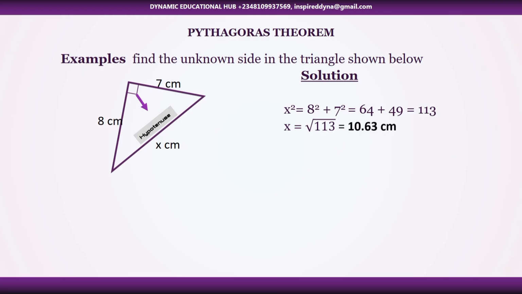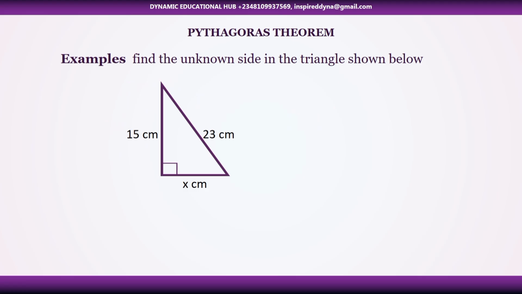Very simple. Let's solve this question as well. This is also a right angle triangle. We have 23 being our hypotenuse. So it means 23 square will give us 15 square plus x square. We are looking for x here. What is 23 square? 529 equals 15 square, 225, plus x square.